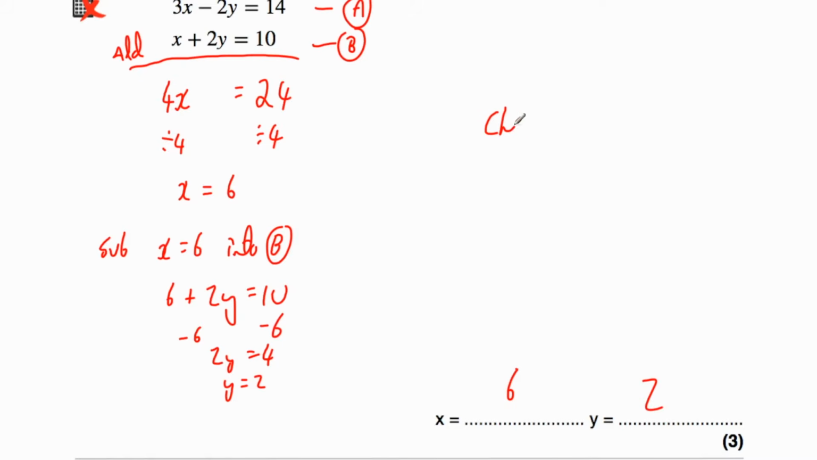And let's check in A, so check in A. So we had 3 times x, that's 3 times 6, which is 18, minus 2 times y, 2 times 2 is equal to 4, and that should be equal to 14. 18 take away 4 is 14, so we've got 14 equals 14, and that's correct. So that's it, so x equals 6 and y is equal to 2.